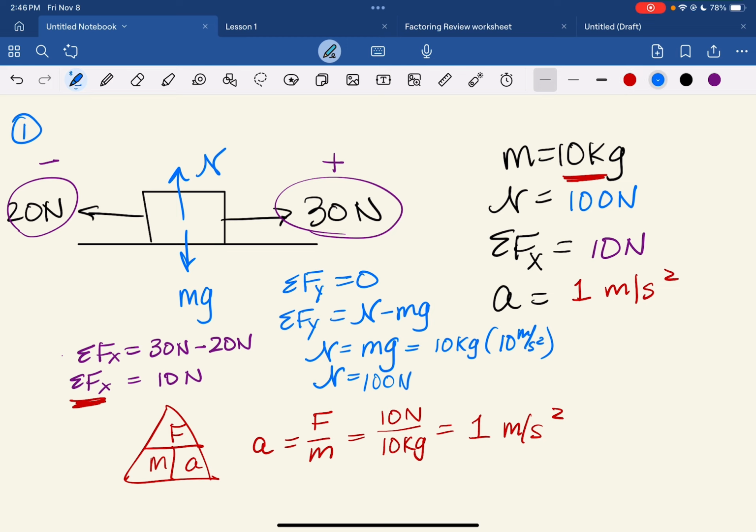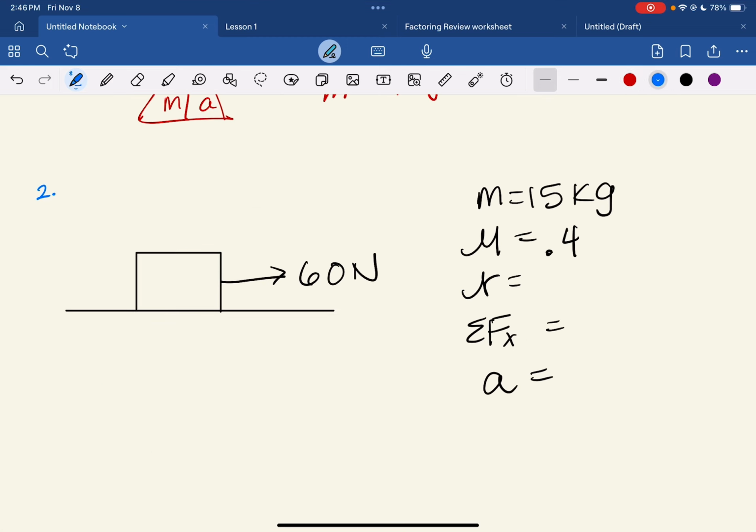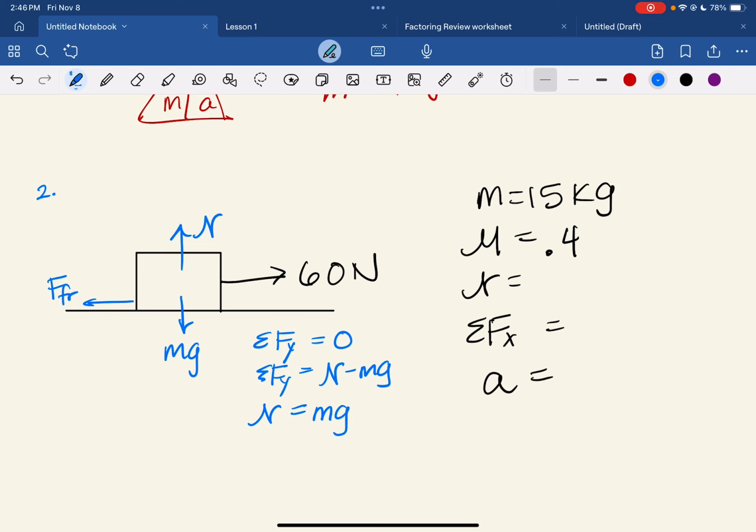Okay, let's take a look at number 2. We have a 15 kilogram mass. We have a coefficient of friction of 0.4. So that means I do have a friction force over here. I have mg going down, and I have the surface providing a force, which is the normal force. So because this is an equilibrium in the y direction, the sum of my forces in the y is going to equal 0, which is normal minus mg. So therefore, my normal is going to equal the value of mg in this case. So that would be 15 kilograms times 10 meters per second squared. So my normal force is equal to 150 newtons.